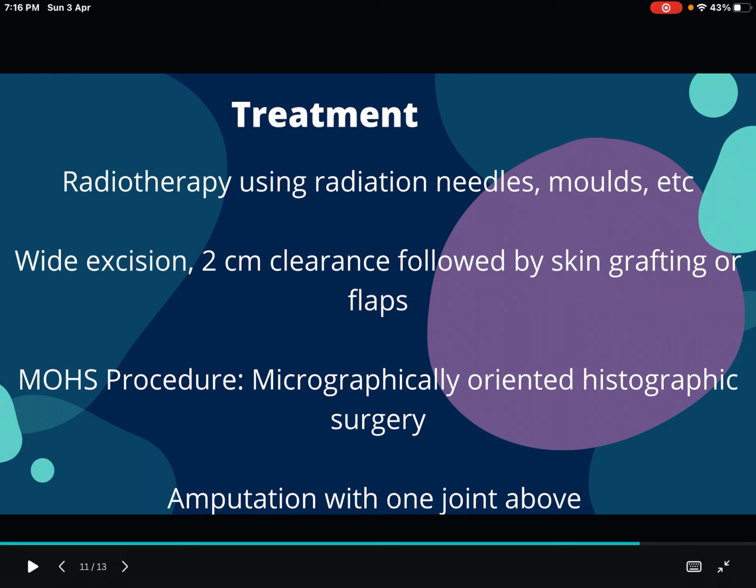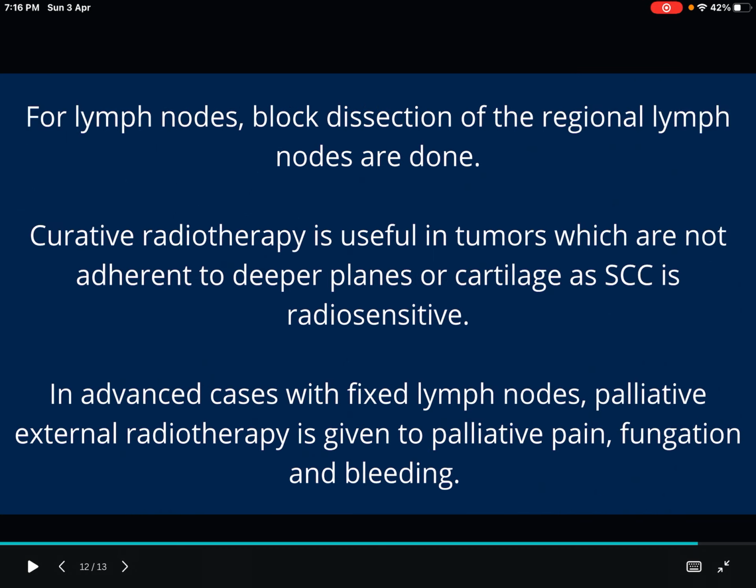So treatment modalities as of now are radiotherapy, wide excision with 2 cm clearance followed by skin grafting, MOHS procedure, micrographically oriented histographic surgery, and amputation with one joint above. And if the lymph nodes are involved, we should do en bloc dissection of the regional lymph nodes.